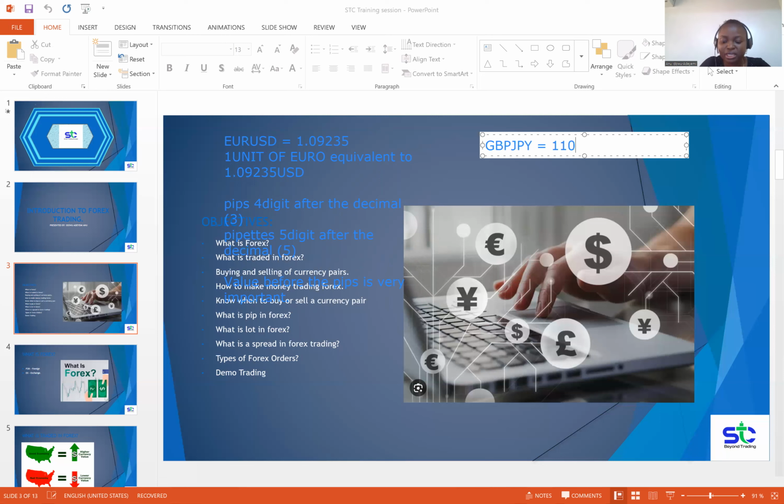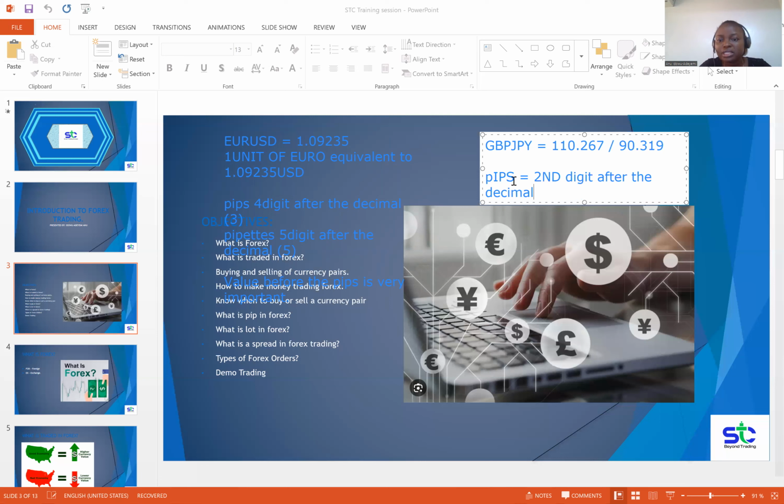At times we may have something like this, or it may be something like this. Anytime it is paired with JPY, we always have it like this. When we have something like this, the pip is always the second digit after the decimal.